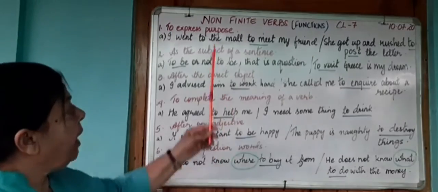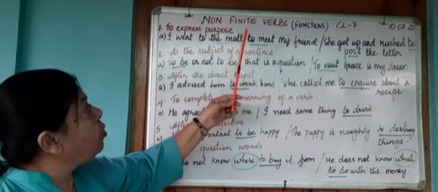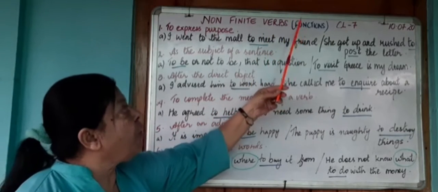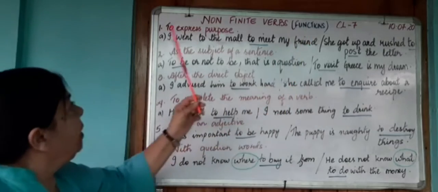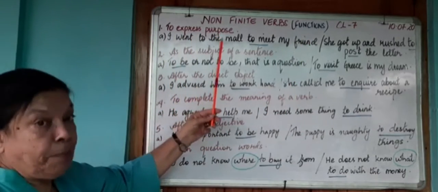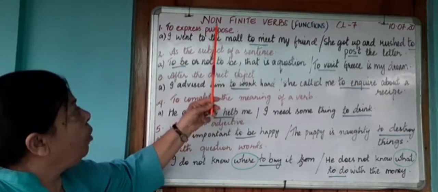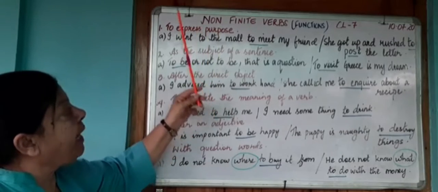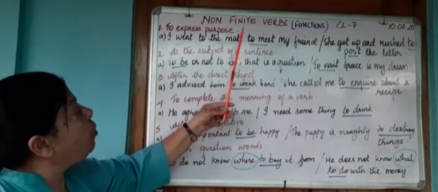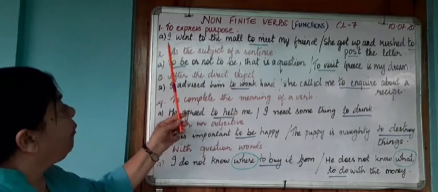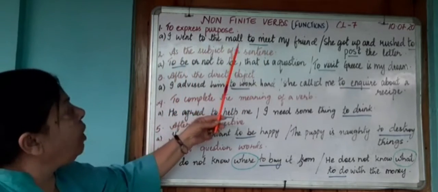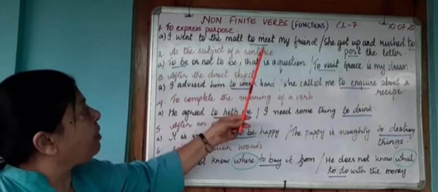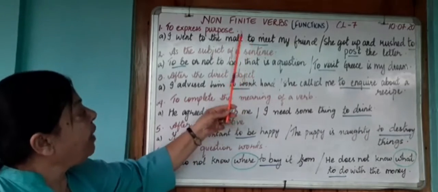Now students, let's see how and where to use the non-finite verbs. Or in other words, what are the functions of the non-finite verbs? First one, to express purpose. So when you want to express purpose, we can use the non-finite verb. And I told you the non-finite verb we are doing is the infinitive. The infinitive is to plus the base form. So for example, I went to the mall to meet my friend. The purpose of going to the mall was to meet. So therefore here we are using the infinitive form.